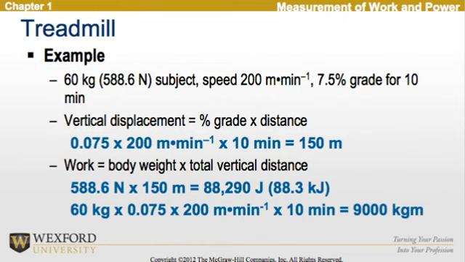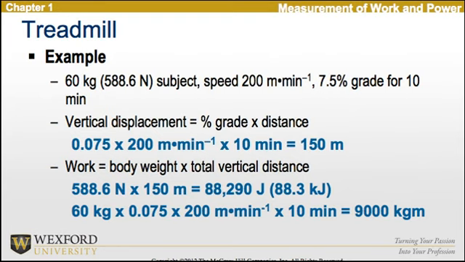Now in order to determine the amount of work that was done, we look at the body weight times the total vertical distance. We would want to convert the body weight into newtons, which for a 60 kilogram subject is 588.6 newtons. Please see the conversion table to understand how that was done. We're going to multiply that by 150 meters, which gives us an answer of 88,290 joules, or 88.3 kilojoules, as the total amount of work done.